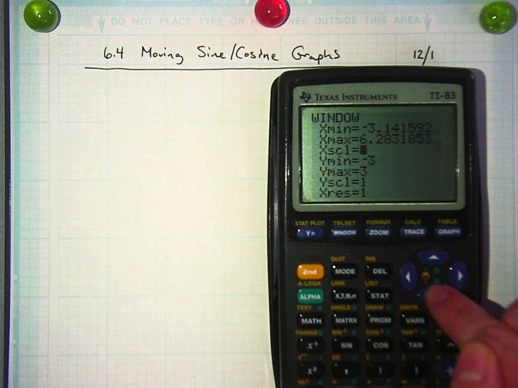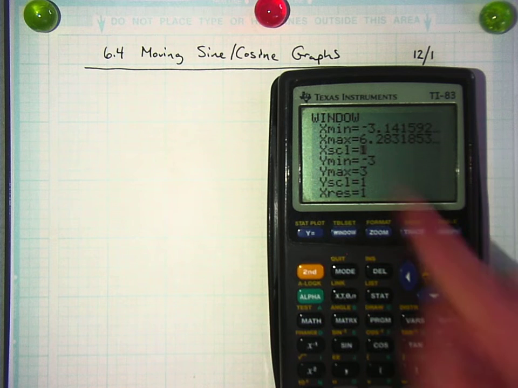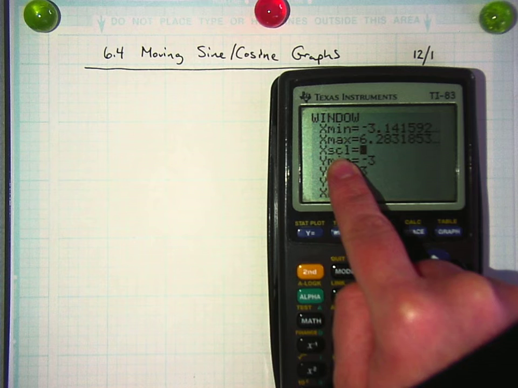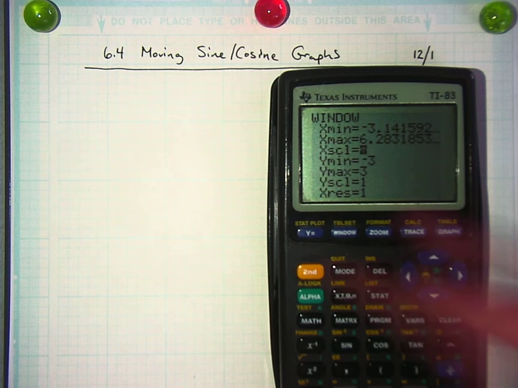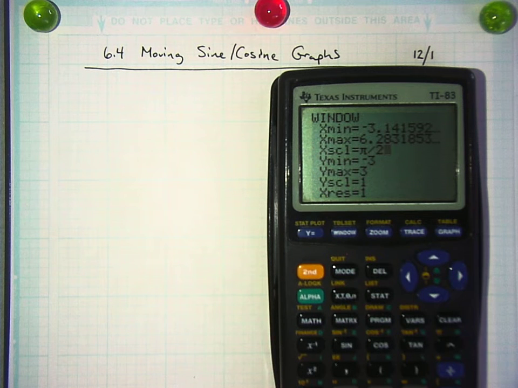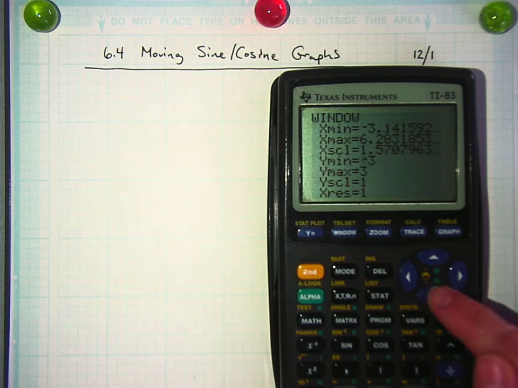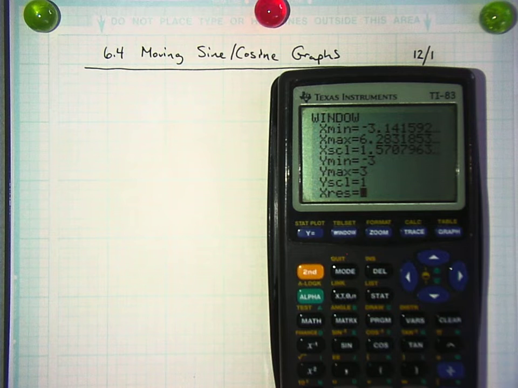Let's keep the y, but this is important. You see the x scale? I'm going to write in pi divided by 2 on that one. I want it to be every pi over 2 that I want to mark. And then y min and max, negative 3 to 3, y scale is 1, and the x resolution can also be 1.